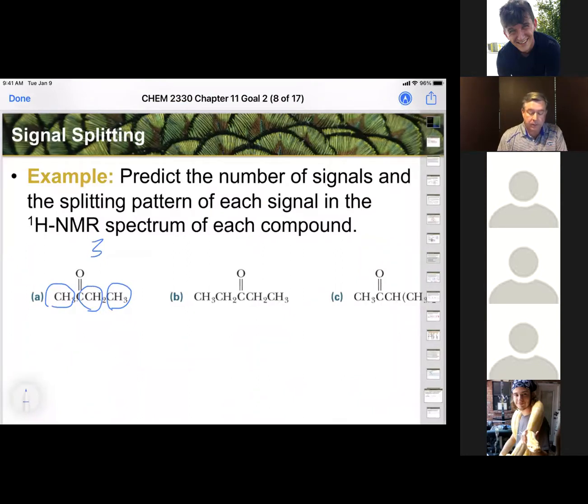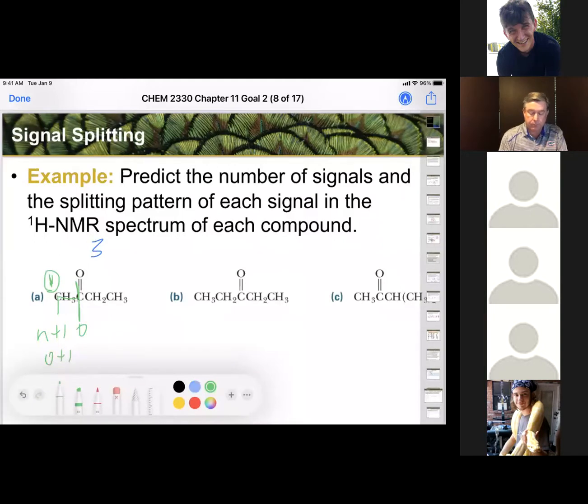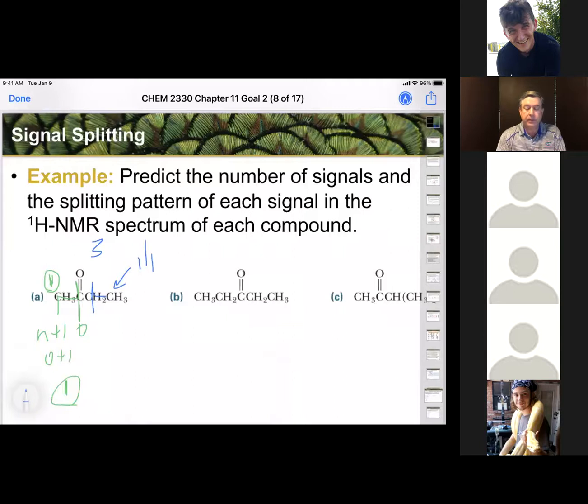Okay. So if we have 3 peaks, let's start looking at our splitting now. Let's start with this number 1 right here. How many hydrogens do we have within 3 bonds? We have 0 hydrogens within 3 bonds because the carbonyl does not have any hydrogens on it. So that means we're going to get n plus 1, which is 0 plus 1, so we're going to have 1 peak. And so we're going to have a singlet on that one. Okay. Let's do the other methyl group now. This other methyl group has 1 and 2 hydrogens within 3 bonds, so this is going to be a triplet. 2 plus 1 is equal to 3. It's going to give us a triplet.